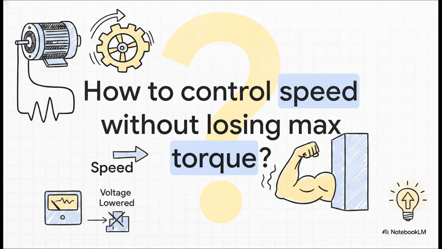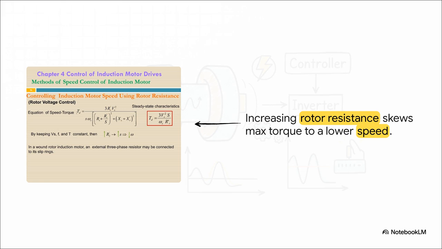I mean, if you just drop the voltage, you lose your torque. So what's the clever engineering workaround here? Well, engineers can use a bunch of methods, right? Pole changing, slip energy recovery, or even advanced V/F frequency control. But the method we're looking at right now is rotor resistance control. And man, it's just a beautiful piece of physics.